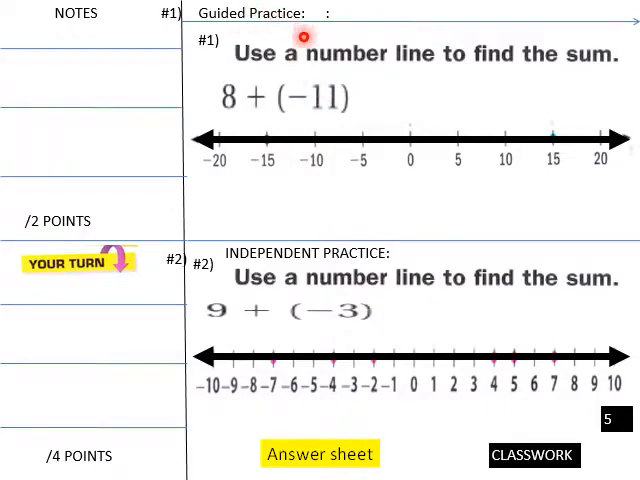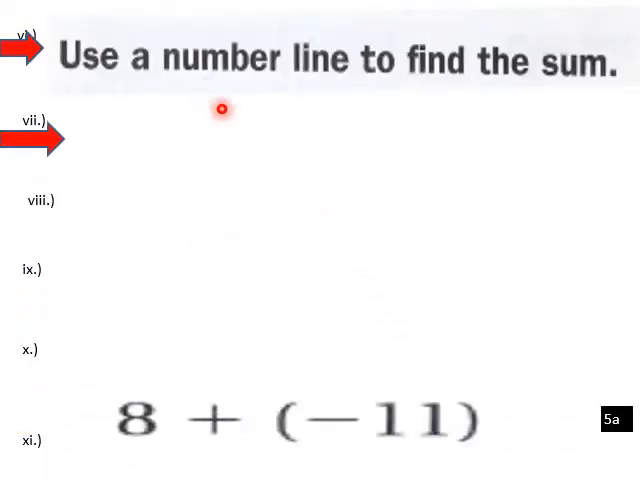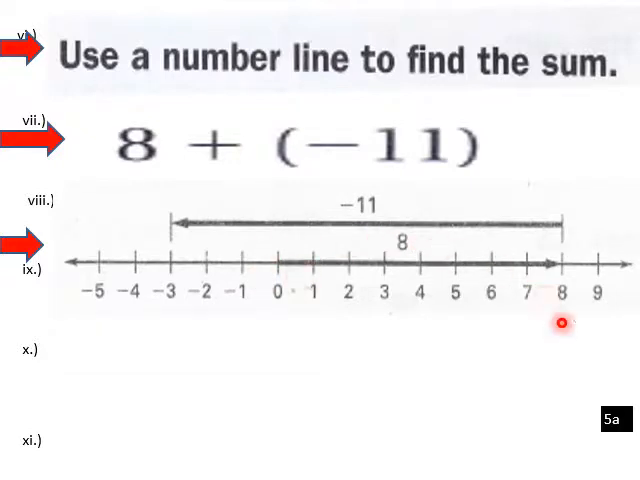Let's try one now. Our guided practice up here: use the number line to find the sum. We have 8 plus -11. Down here, students, this is yours. Pay attention so you can solve this. 8 plus -11. So we start at 8, and then we go to the left 11 units, and we end up here at -3. So 8 plus -11 would be -3.